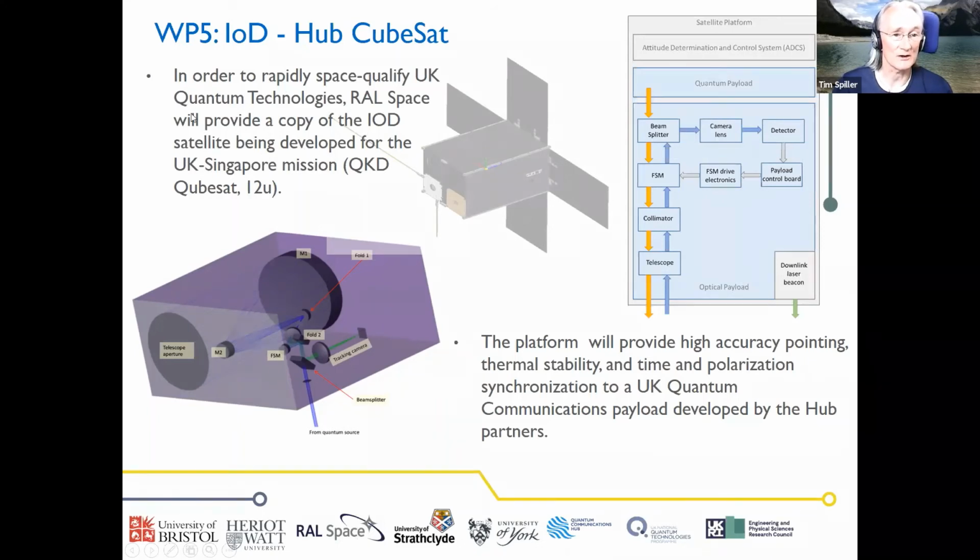And so we can basically clone that satellite design and then put in the hub quantum technology into that satellite in order to accelerate our satellite development program. And so that's the idea, in-orbit demonstration, where we put a quantum source up on the satellite and we have a suitable quantum receiver on the ground.